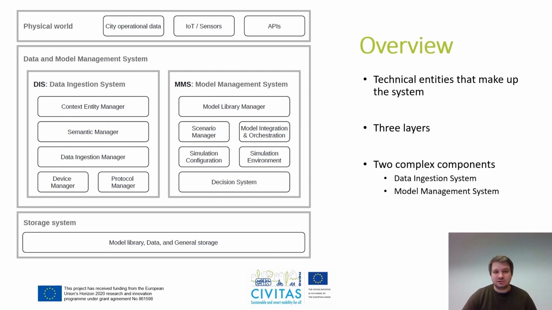And in the graphic, you can see that three main layers have been identified. So there's the physical world. As before, we have a data and model management system and a storage system. And the second system is also divided into two more complex components, which is a data ingestion system and a modeling management system, which we will have a look at in detail.